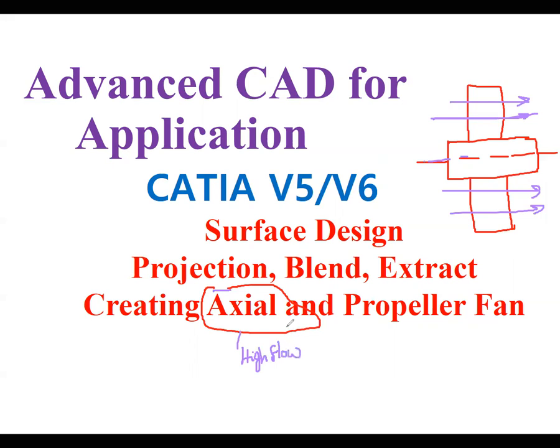There are some other fans, like centrifugal fans and blowers. Those fans are used for low flow rates and high pressures. But here axial fans are used for high flow rates, and the air passage direction is parallel to the axis. Another term for axial fan is propeller fan.